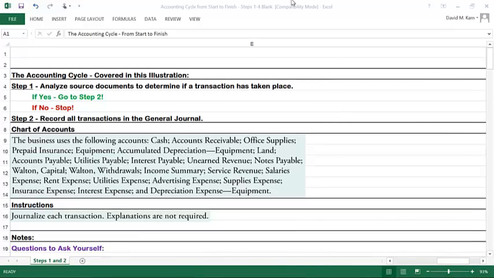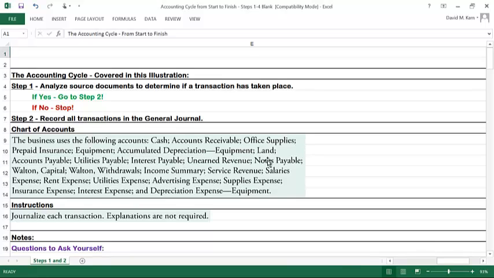Okay, so let's take a look at this. Basically, we're going to go through steps 1 and 2. Analyze source documents to determine if a transaction has taken place. And if yes, we'll go to step 2. If no, we'll stop. In step 2, if we get to that point for the transaction that we have to record, we record it in the general journal.